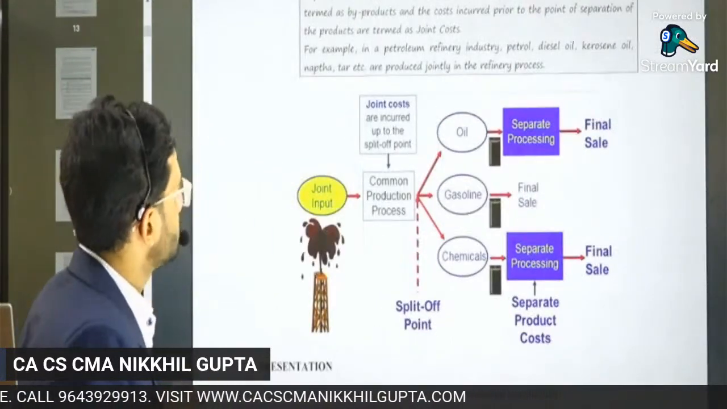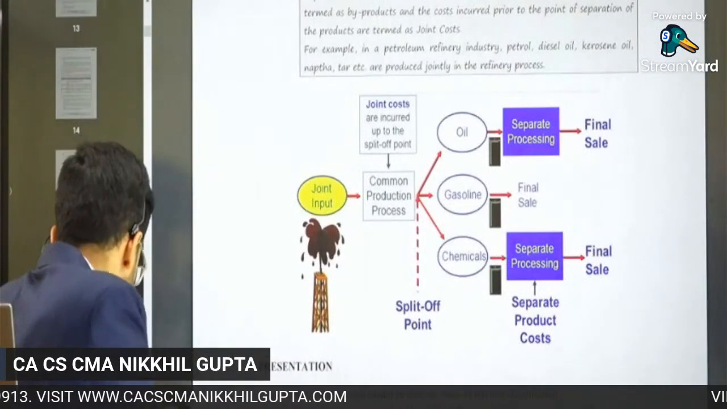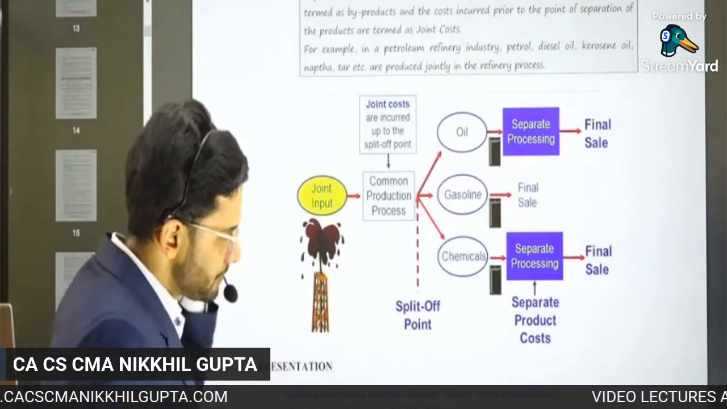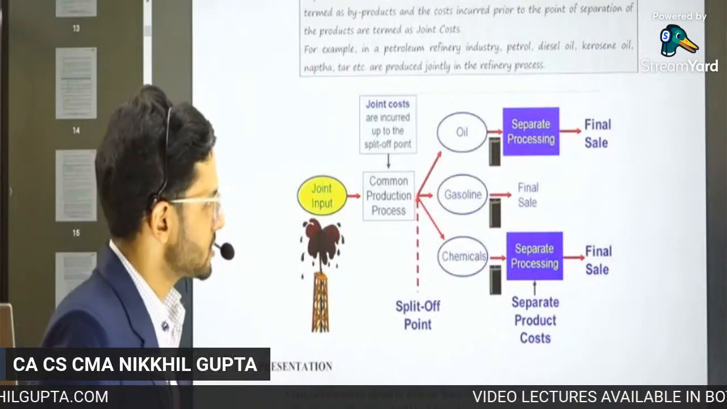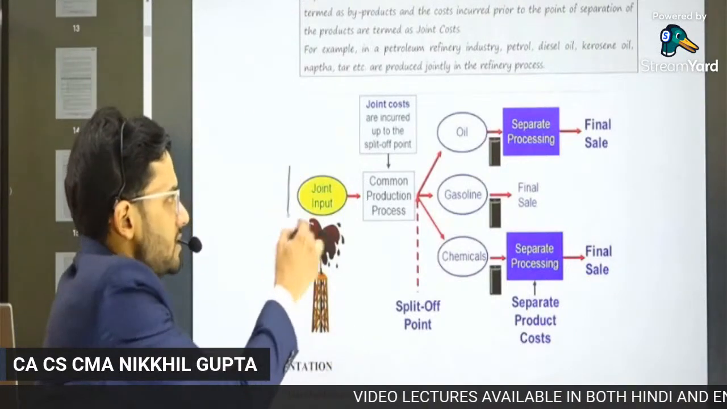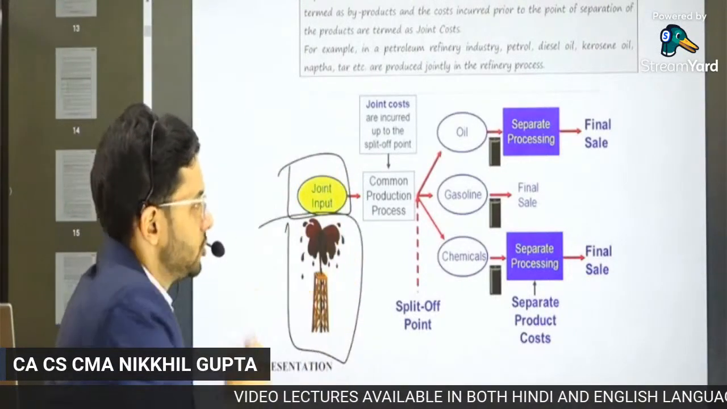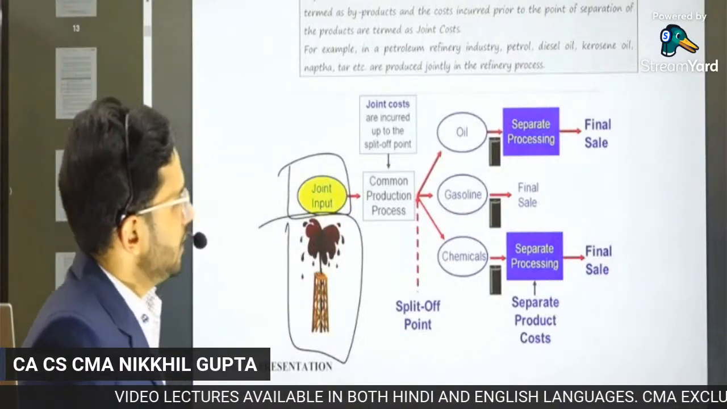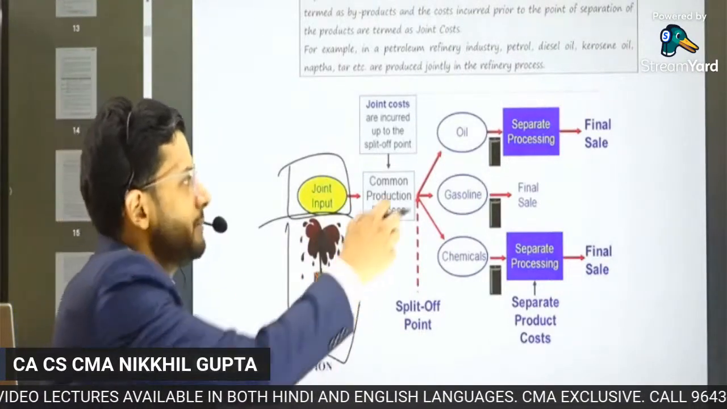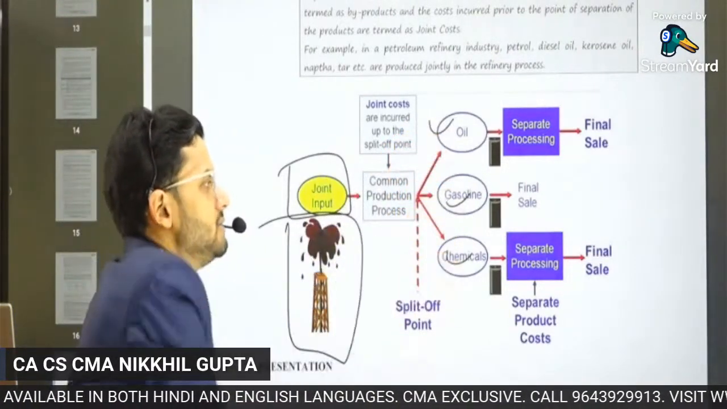All right. So now our discussion on the joint cost. Guys, this is a joint input, which is crude oil. It is processed and three things are made from it: oil, gasoline, chemicals.